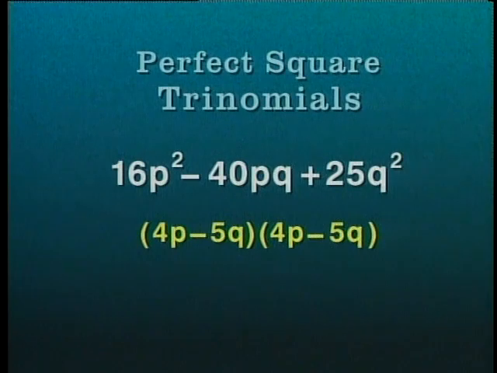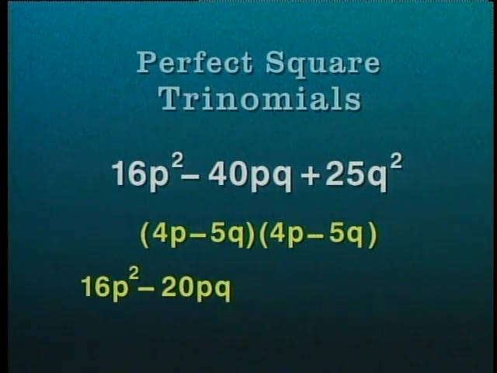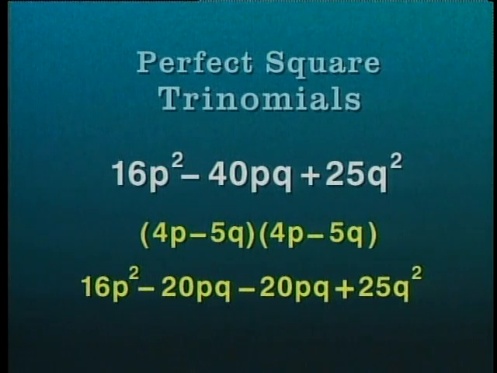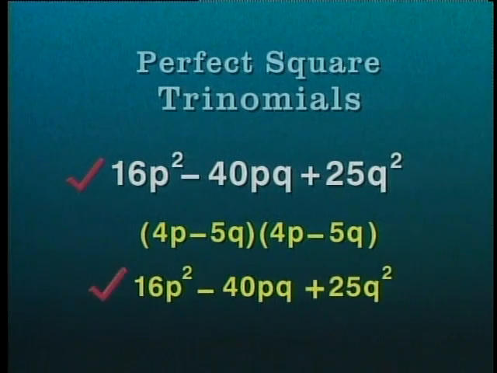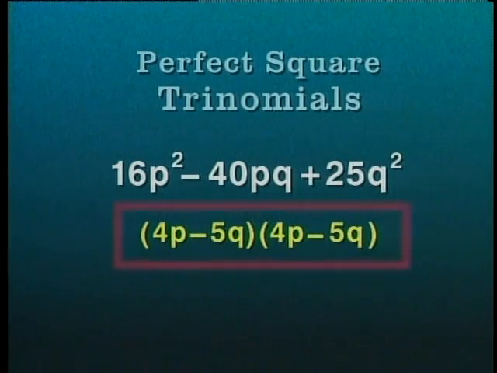Substituting 4p and 5q into this pattern, we can then multiply using the FOIL method to see if it works out. So that's 16p squared minus 20pq minus 20pq plus 25q squared. Combining like terms leaves us negative 40pq in the middle. Thus, the answer equals the trinomial that we started with, so we found the correct factors.